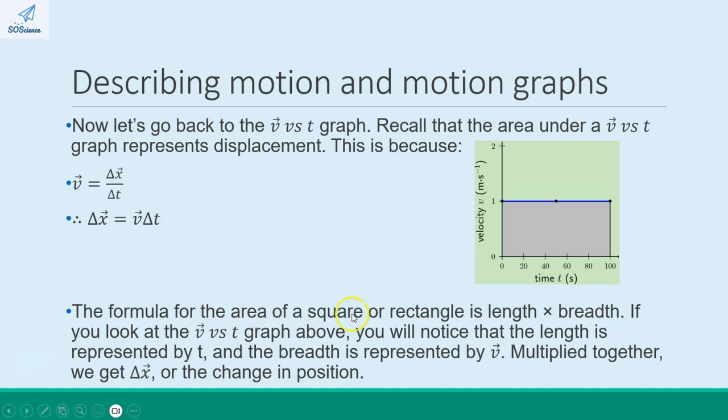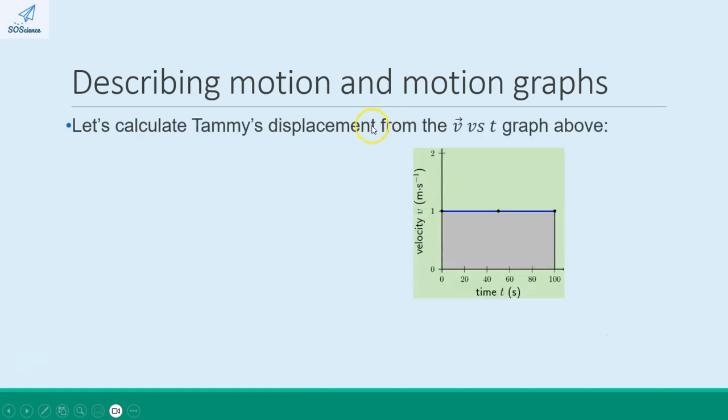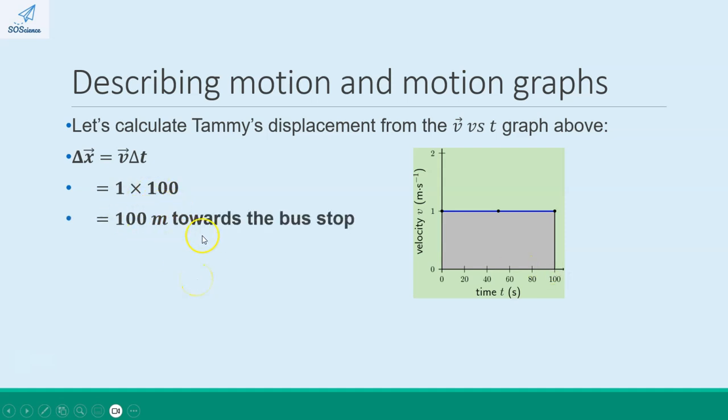Remember that the formula for the area of a square or rectangle is length times breadth. So if we consider this velocity time graph, the length is represented by time and the breadth is represented by velocity. So multiplying the two together will give us Tammy's change in position. So let's calculate Tammy's displacement from this V versus T graph. So x equals V times T, which is equal to 1 times 100, which is equal to 100 meters.